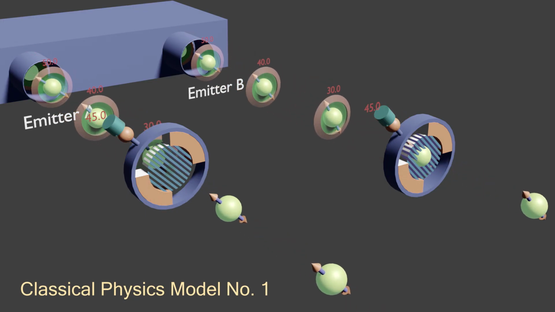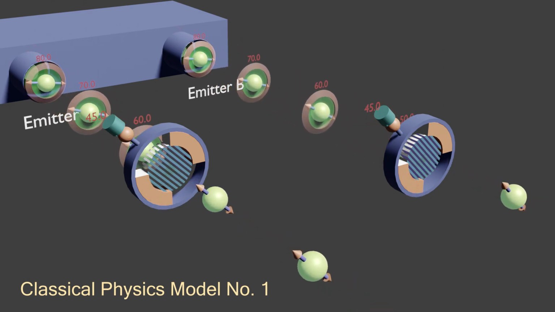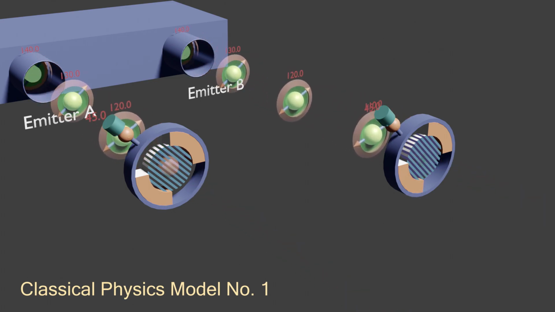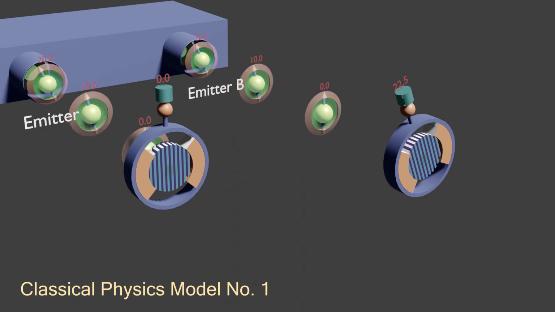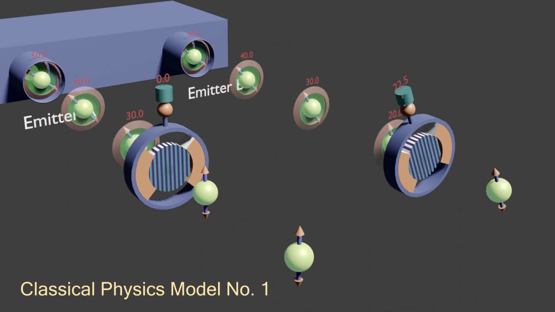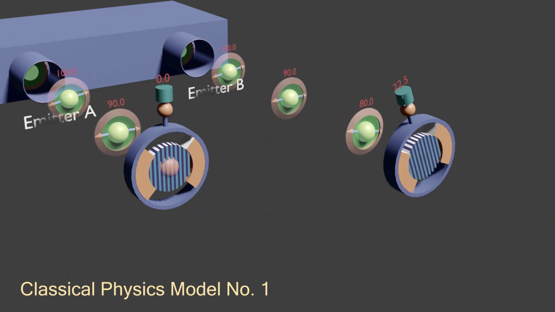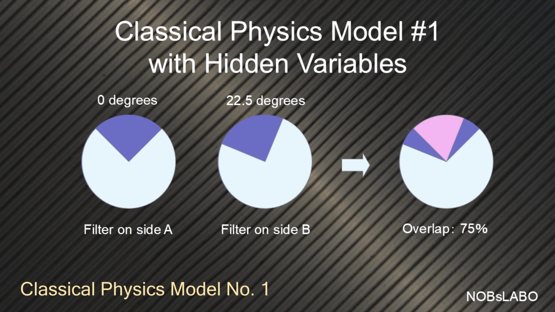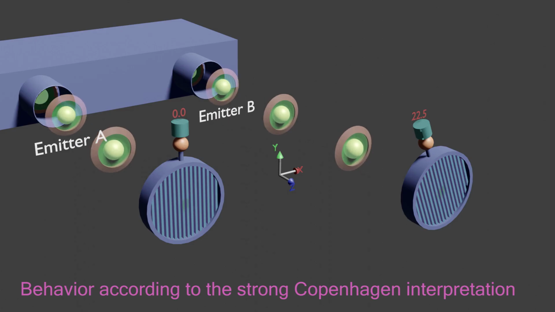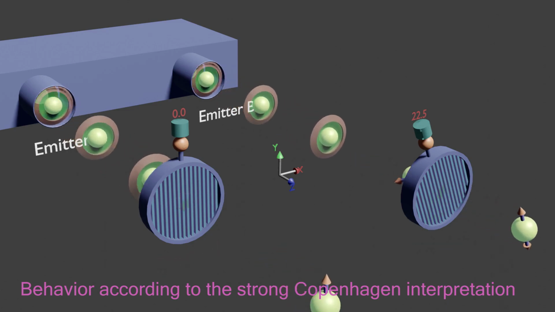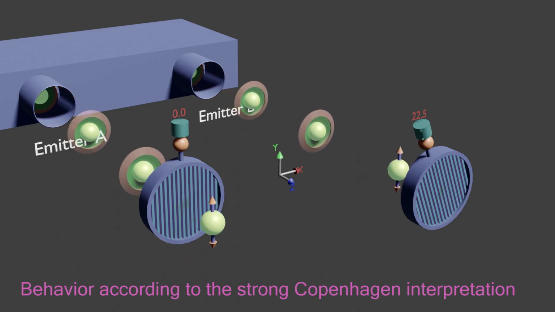Furthermore, even if the filters on sides A and B are rotated by the same angle, the overlap of the blocker holes is the same, so the transmission rate does not change. Unfortunately, this is the last point where this model agrees with experiment. For example, if the angle between the filters is 22.5 degrees in this model, the overlap area of the two blocker holes is 75%, so the passage rate will be 75%. But in case of entangled photons, the probability of passage is a cosine squared, so the matching rate of the passing photons must be about 85%.